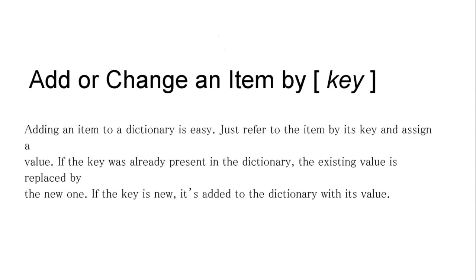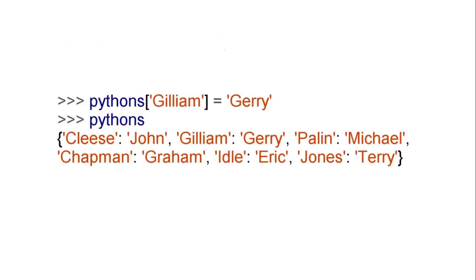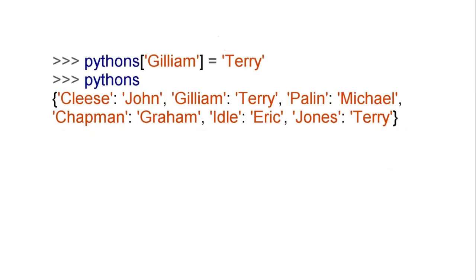out of range. Let's make a dictionary of the members of Monty Python, using their last names as keys and first names as values. We are missing one member, the one born in America, Terry Gilliam. Here's an attempt by an anonymous programmer to add him, but he is both the first and last name. And here is some repair code by another programmer who is Pythonic in more than one way.